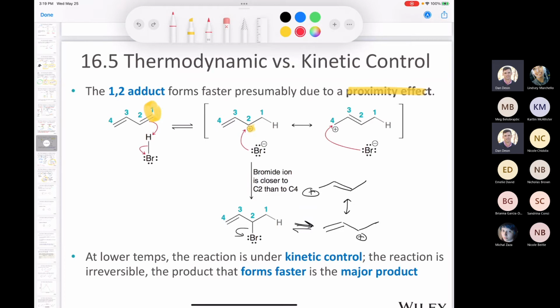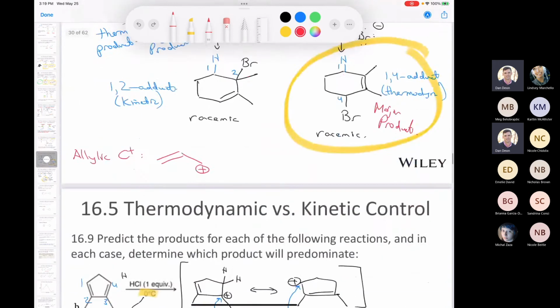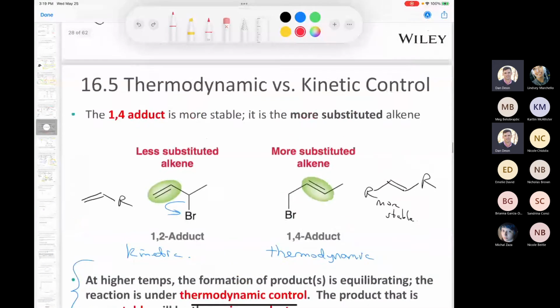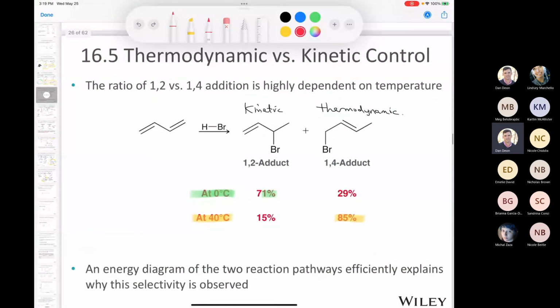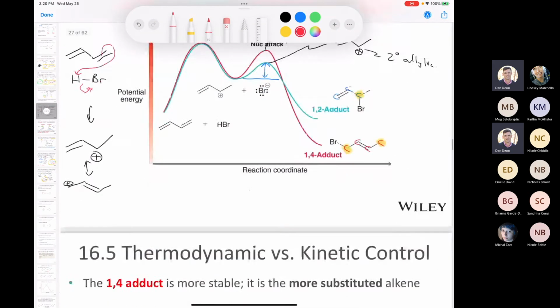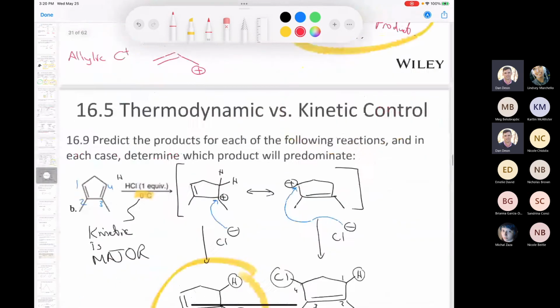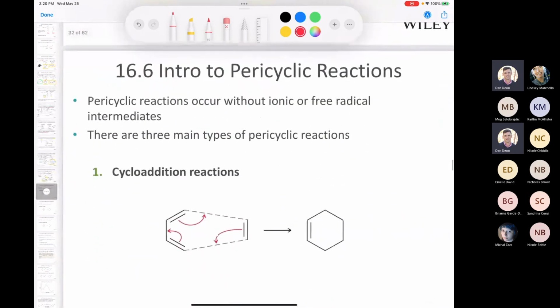Somebody asks what the temperature range would be in determining kinetic versus thermodynamic. For our class, I think that everything is either 0 or 40 degrees Celsius. If you go back here, here they use 0 and 40, and in the other example, they use 0. So 0 for kinetic, 40 for thermodynamic. Are there probably ranges outside of that, Nicole? Yes, probably. For our textbook, that's all they use.